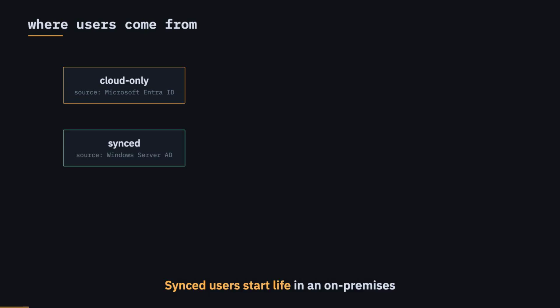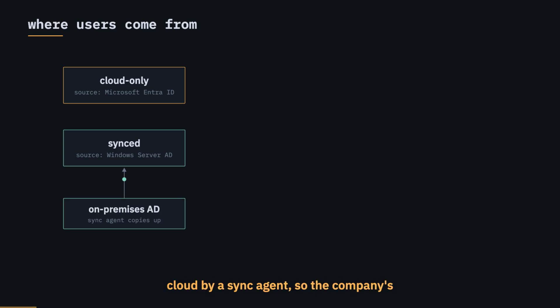Synced users start life in an on-premises Active Directory and are copied up to the cloud by a sync agent, so the company's existing accounts appear in Entra automatically. On the exam, the tell is the source column on the user list. Cloud-only accounts say Microsoft Entra ID, synced ones say Windows Server AD, and synced accounts are managed at the source, so you change their properties on-premises, not in the cloud.